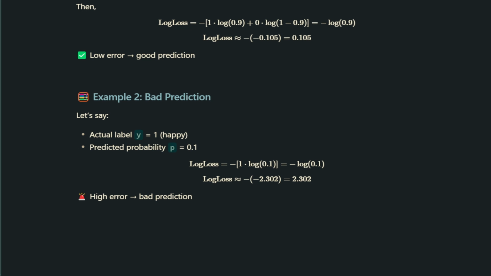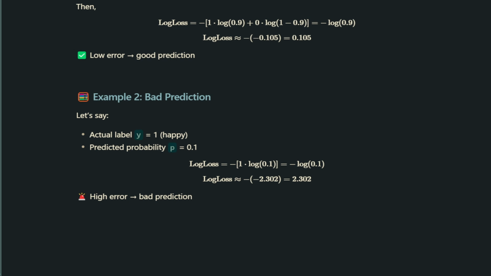Example 2, a bad prediction. The actual label is still 1, but this time the model predicts only 0.1. Now the formula becomes log loss is equal to minus log 0.1, that gives us about 2.302. This is a very high error, which means the prediction was very bad. So what's happening here? Log loss gives small errors for correct and confident predictions and huge errors for confident but wrong predictions. That's why it's much better than absolute or squared error for classification tasks.